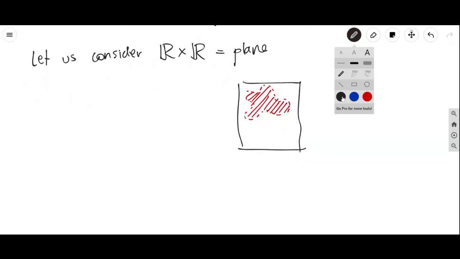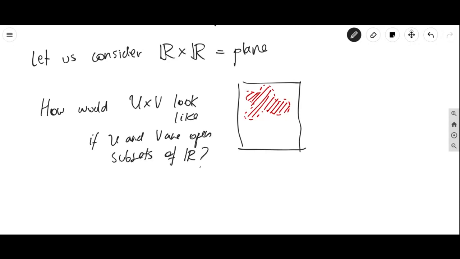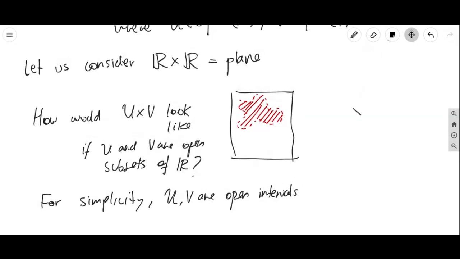Now, how would U times V look like if U and V are open subsets of the real line? So to keep it simple, for simplicity, let's say that U and V are open intervals, because it's easier to draw pictures like this. So if they're open intervals, then here's the way the picture is going to look like. So here is our plane.